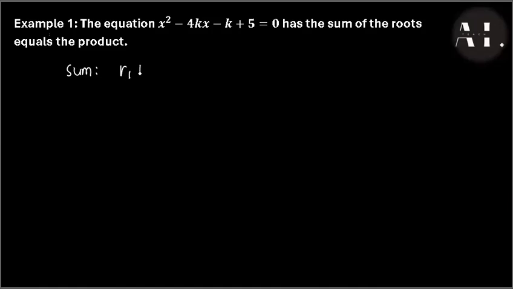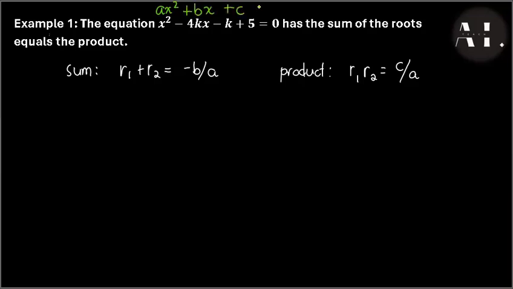So the sum is r sub 1 plus r sub 2 is equal to negative b over a, and the product is given by r sub 1 times r sub 2 is equal to c over a. In our equation, x squared minus 4kx minus k plus 5 is equal to 0. Comparing with the form ax squared plus bx plus c is equal to 0, we can find the coefficients a, b, and c.